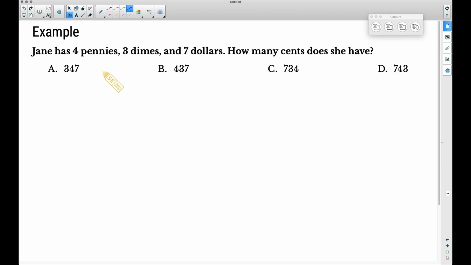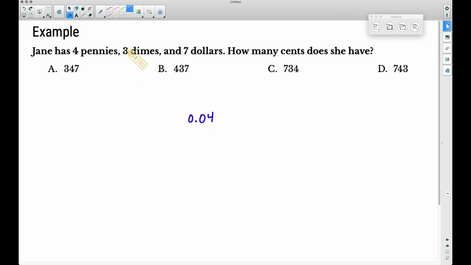And now finally, let's finish up with this example. Jane has 4 pennies, 3 dimes, and $7. How many cents does she have? So she has 4 pennies. 4 pennies is 4 cents. So we can write that as 0.04.